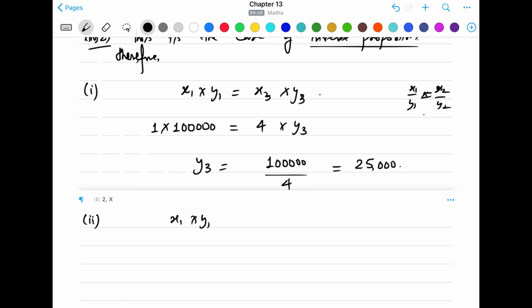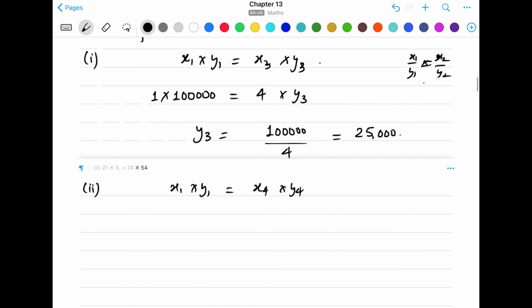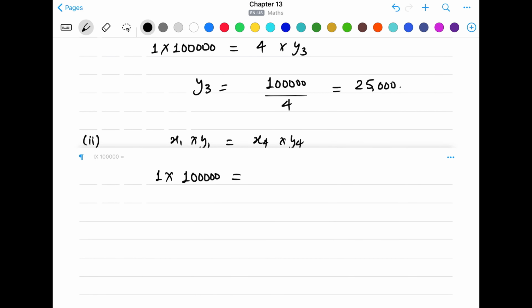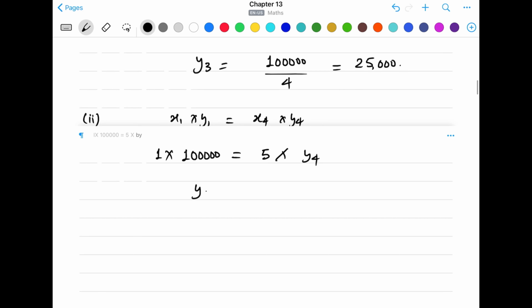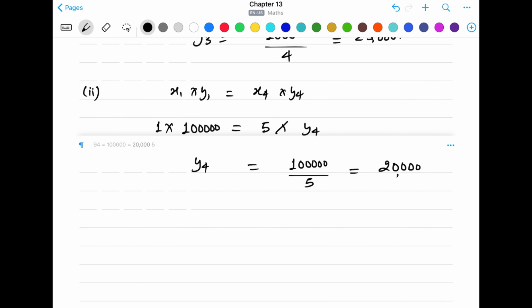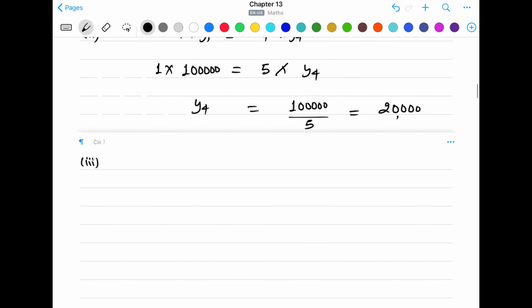Okay, now let's see the second one. We have now x1 into y1 equals x4 into y4. Again x1 is 1, y1 is 1 lakh, which is the prize money. x4 we have 5 and y4 we have to calculate. From here y4 will be 1 into 1 lakh, again 1 lakh, divided by 5, so this will give us 20,000. Okay, let's see part third now.